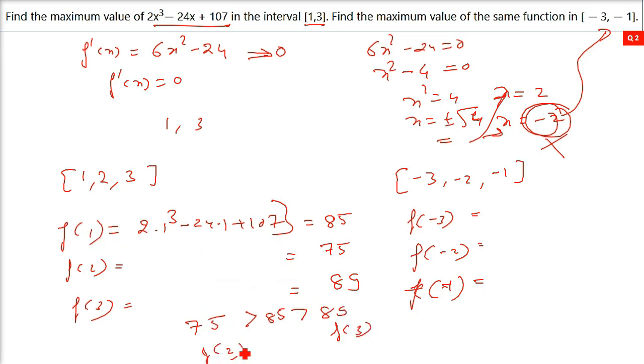75 we received at F2. So 2 is the critical point at which we got 75. 3 is the critical point at which we got 89, which is the absolute maximum. 75 is the absolute minimum. Same here we are going to do.